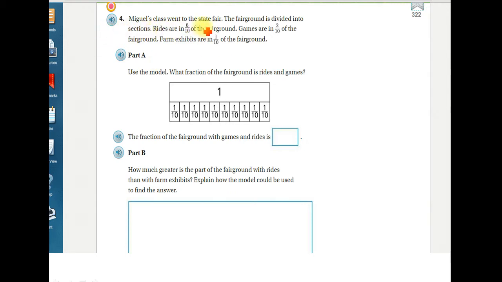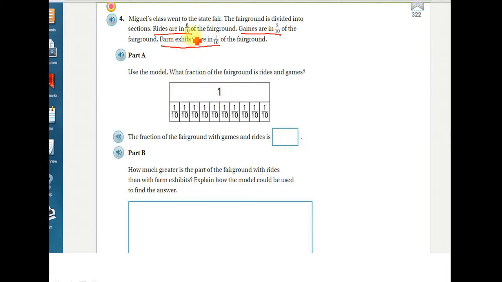Miguel's class went to the state fair. The fairground is divided into sections. Rides are 6/10, games are 2/10, and farm exhibits are 1/10. Okay, so now it's broken up into rides, games, and farm exhibits. So that's important. Okay, part A, use the model.